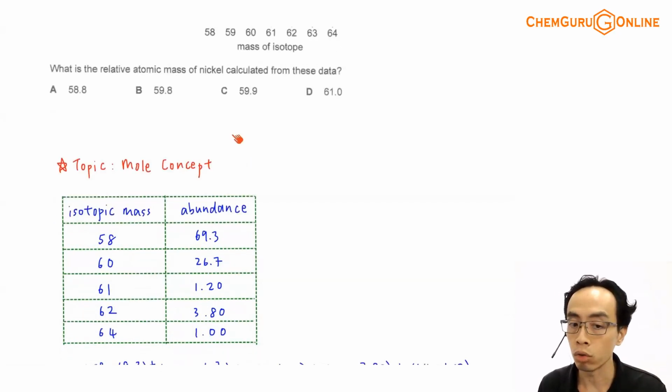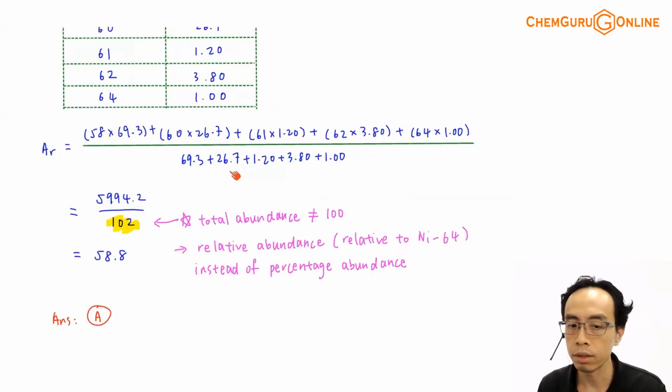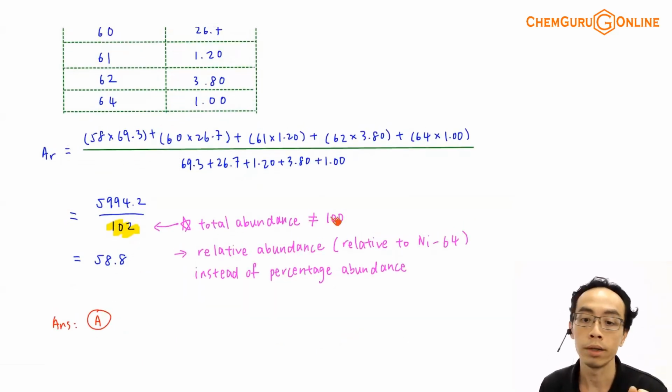But the 100 is not the total abundance. If you add everything up, the abundance is actually 102. It is not 100. So again, potentially we might make this mistake. Please be very careful with this. We want to be very sure.